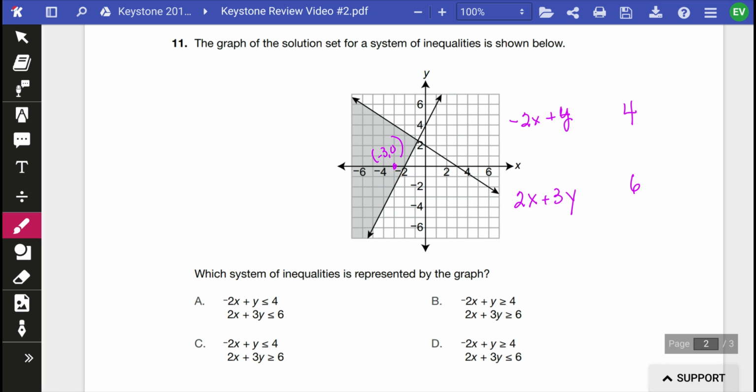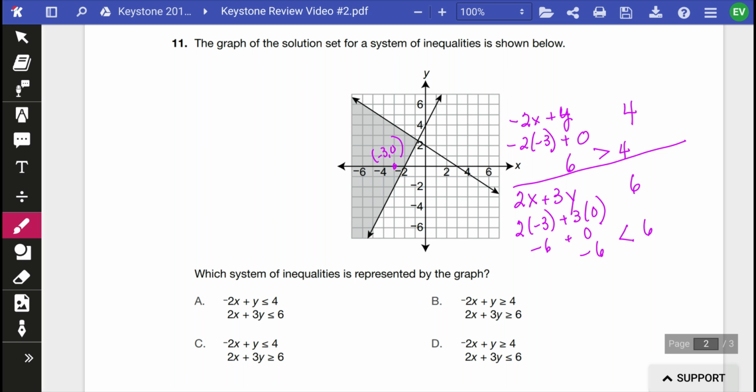If I use my solution point, the x part is -3, plus 0. So negative 2 times negative 3 is 6, plus 0 is 6. And compare that to 4. So 6 is bigger than 4. I'm going to do the same with my other expression. So 2 times negative 3 plus 3 times 0. So 2 times negative 3 is negative 6. Negative 6 plus 0 is negative 6. And that is less than 6.